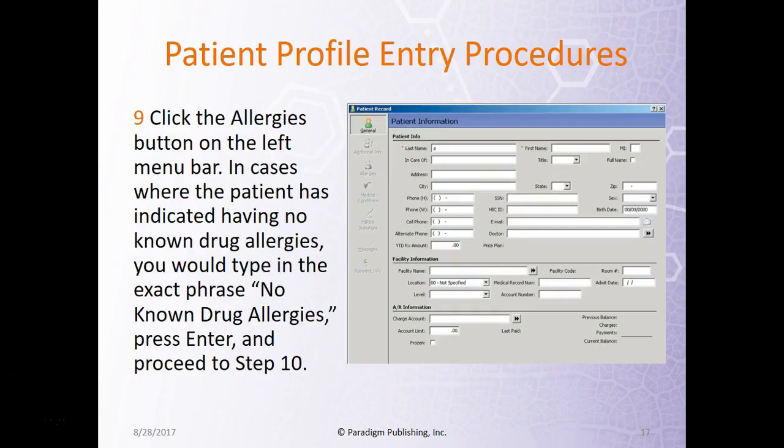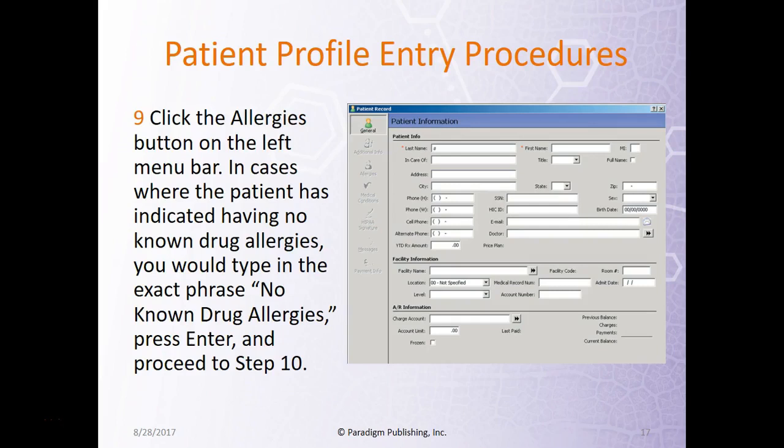So going on, click the Allergies button on the left menu bar. In cases where the patient has indicated having no drug allergies, you would type the exact phrase, no known drug allergies. Then press Enter and proceed to step 10.